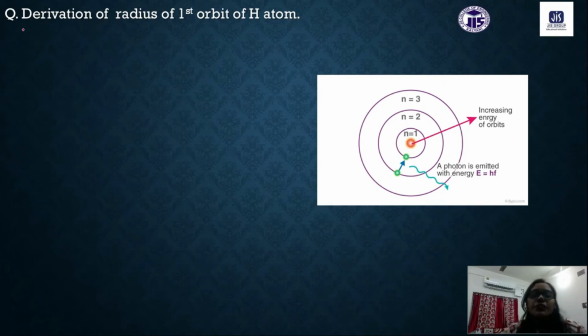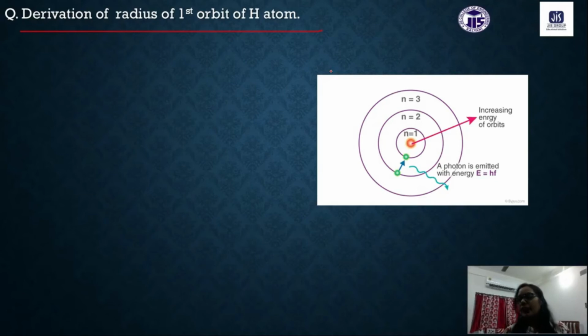Now we have to derive, this type of questions are very common, the radius of first orbit of hydrogen atom. So in your exam, this type of question you can very commonly have. Derive the first orbit of hydrogen atom, and based on that equation also you can have some problems to solve. So that also we will see, how to solve the problems with the help of this equation, in the next.